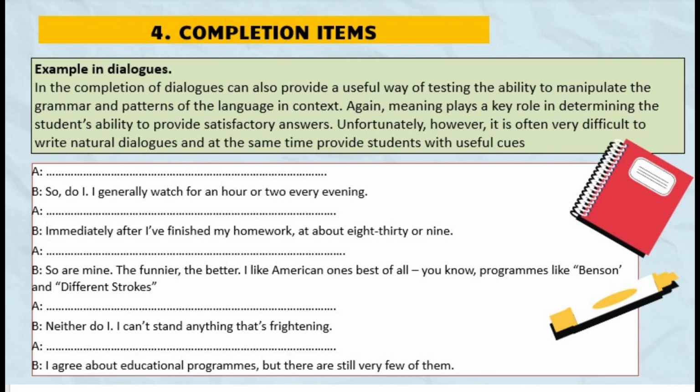And the last example of completion items type is completion in dialogues. The completion of dialogues can also provide a useful way of testing the ability to manipulate the grammar and patterns of the language in context. Again, meaning plays a key role in determining the student's ability to provide satisfactory answers. And we can see here the example of completion items in dialogues.